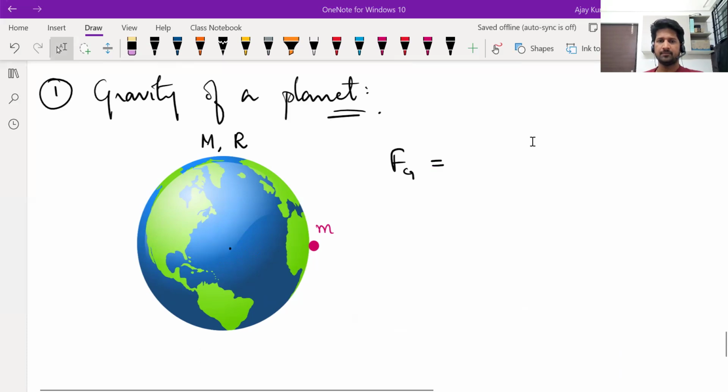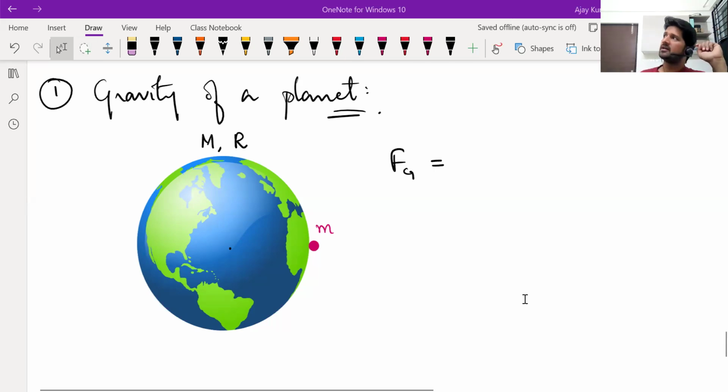Rishi? Minus GM by R. Minus, same GMm thing, by r is the formula for potential energy. I asked you gravitational force. Aishwarya. So GMm x by r cube.